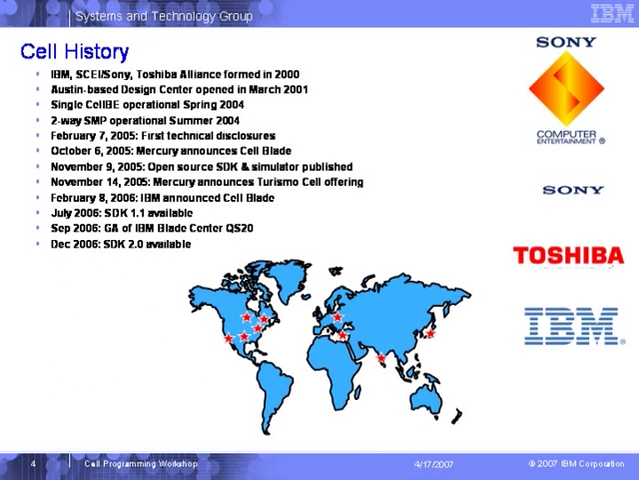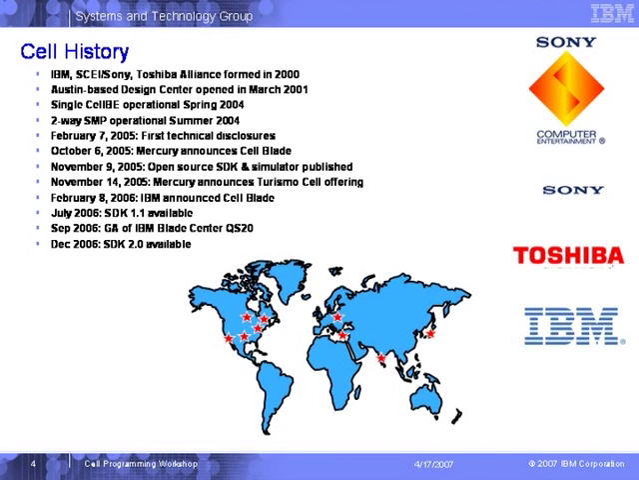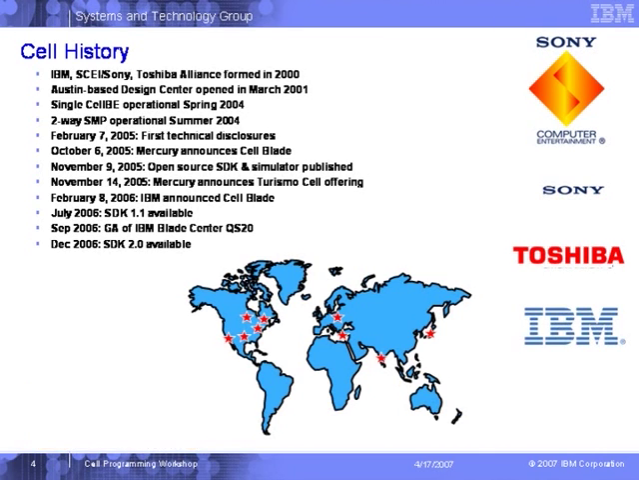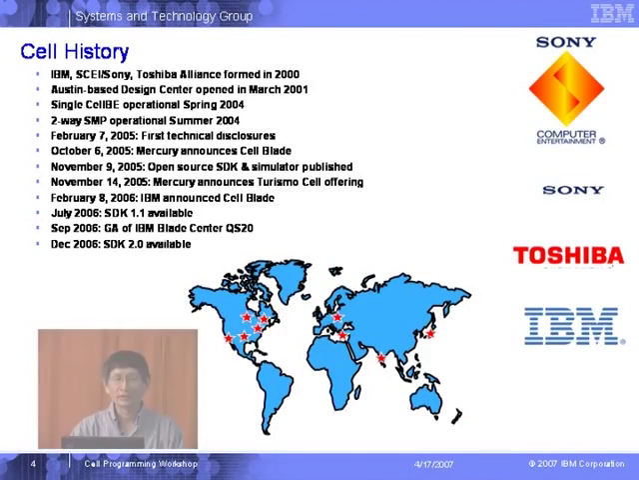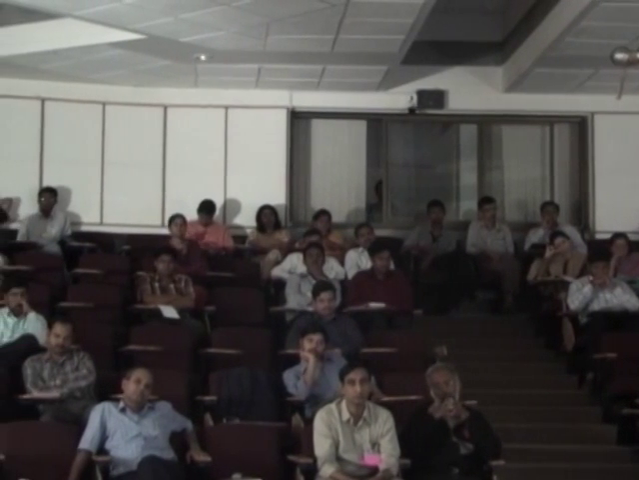History-wise, IBM, Sony, and Toshiba joined forces in 2000. By 2001, they picked a site, which is the Austin site, Austin, Texas. The first single Cell BE was operational in spring 2004, two SMP systems came up in the summer, and then different releases followed. The Cell blade was announced by IBM in February 2006, SDK 1.1 was made available in July 2006, the GA of the IBM Blade Center QS20 came in September 2006, and SDK 2.0 was available in 2006. 2006 marks a very special year for IBM in terms of releasing the products and making them commercially available. And here's the location of the labs that are working on the Cell.